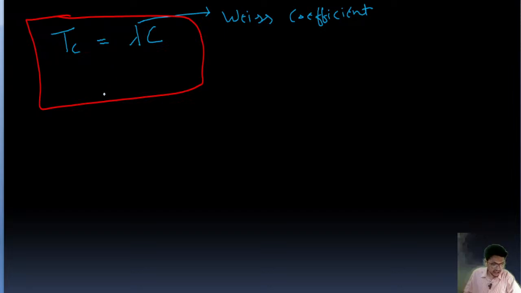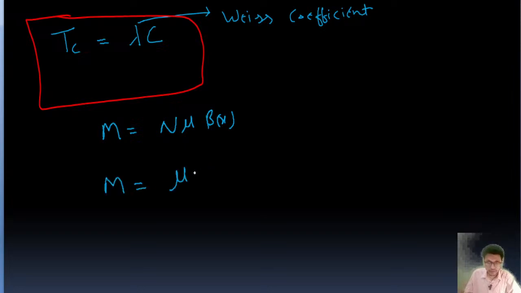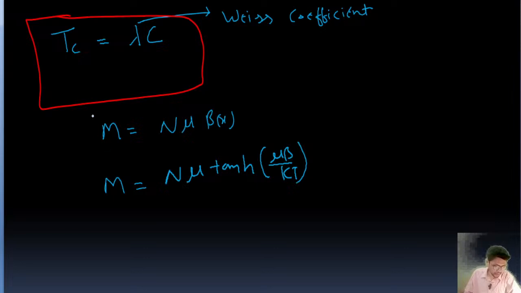And here the value of magnetization M is n mu times B(x), the Brillouin function of x. Or we can write M as n mu tanh of mu B upon kT. So this is M equal to n mu tanh(mu B upon kT).